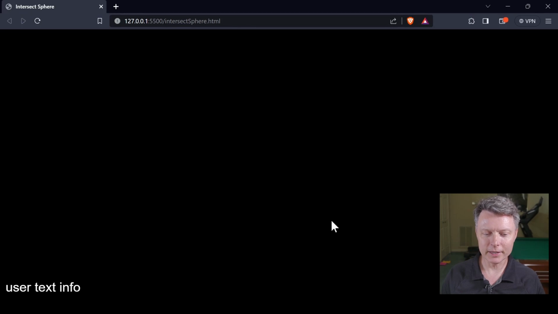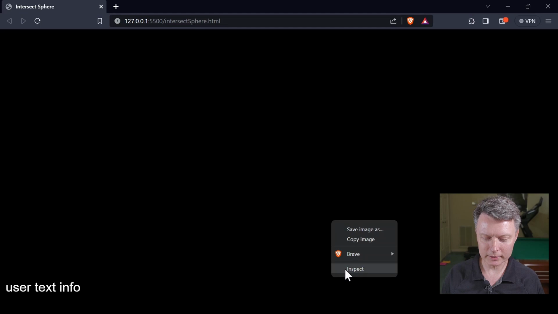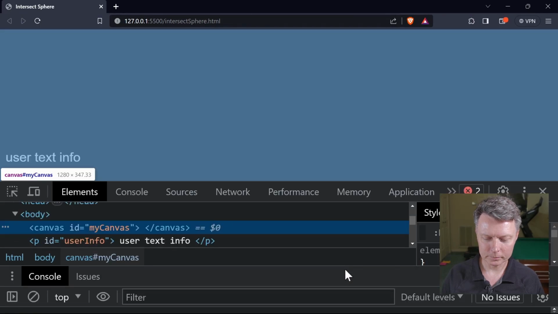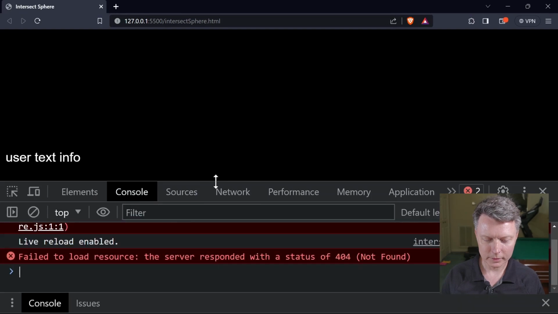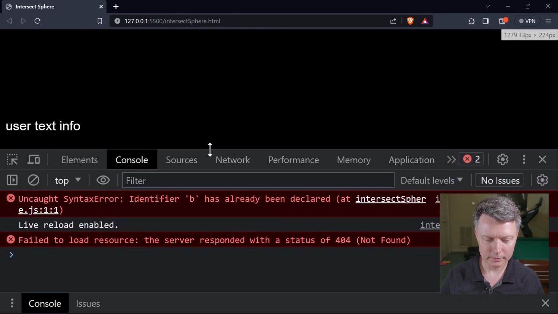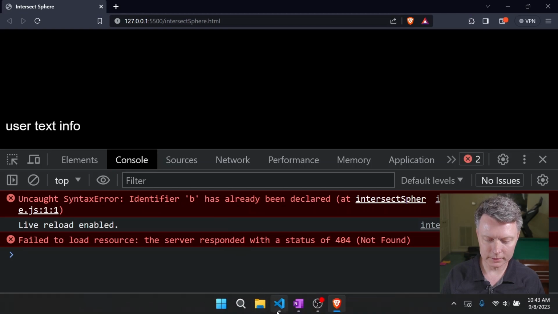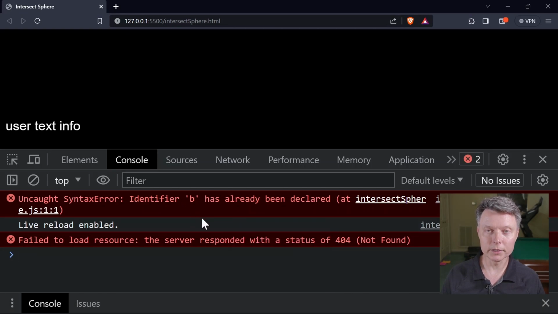So anytime that happens, you can right click. So right click and then inspect. And you'll see here this red X, it has errors. And so we must have forgotten about something or messed up something. So let's click on console. And I'm going to pull this up just a little bit. So it says identifier B has already been declared. So now let's head back into the code and see if we can find where B has already been declared.